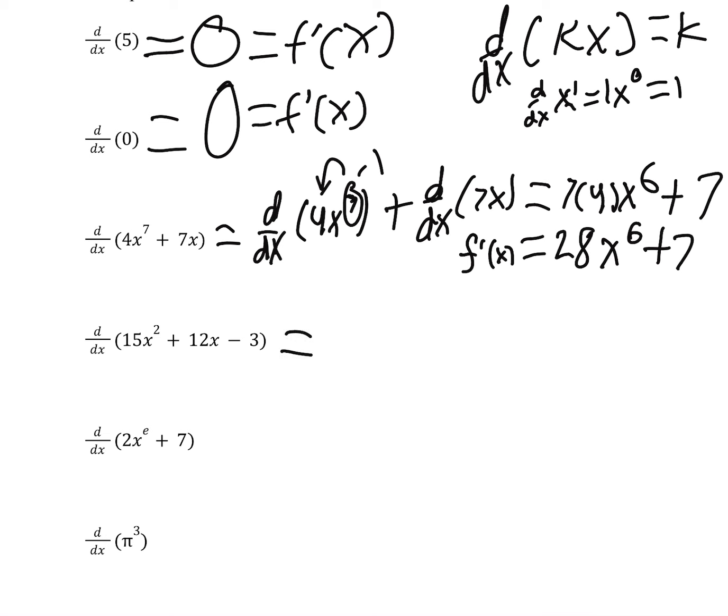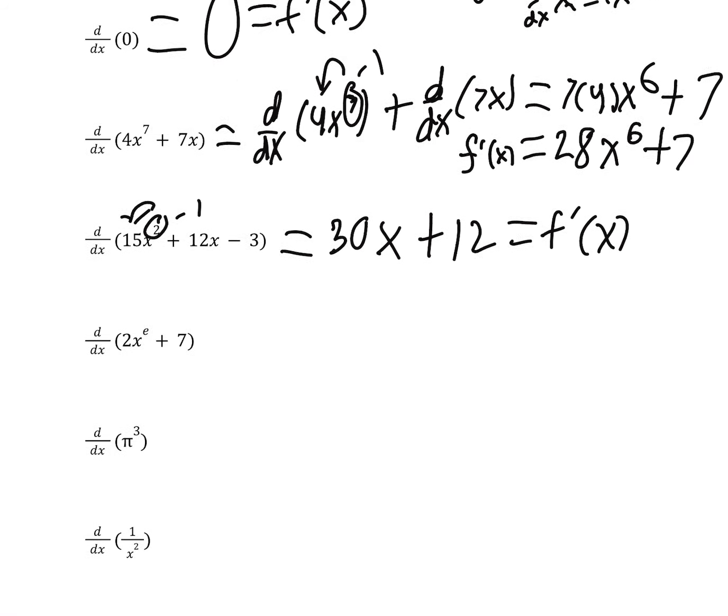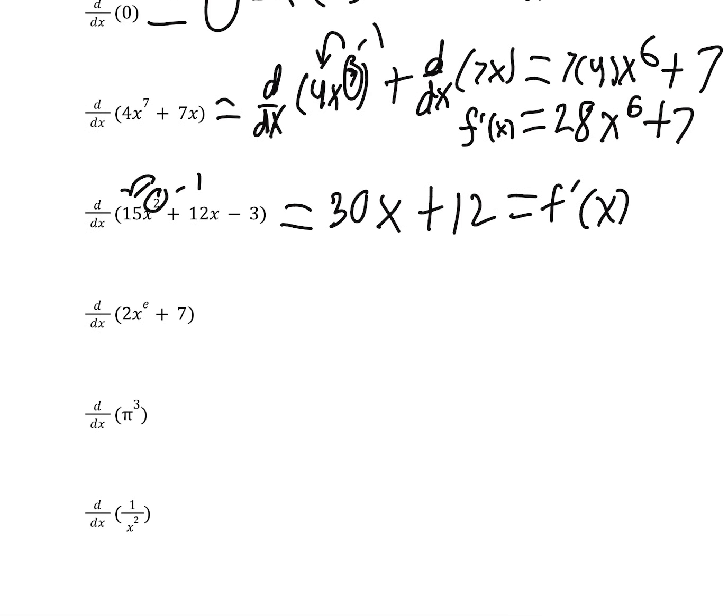Okay. Now we have the next problem. I'm not going to write out the derivative of each term. I'm just going to take the derivative. So 15x squared, the exponent comes down and we subtract 1. So it's 30x plus x to the 1. So the 1 comes down and we subtract 1. So it's 1x to the 1 minus 1 is 0. X to the 0. So this is plus 12. And then minus 0, because negative 3 is a constant, so that's f prime.